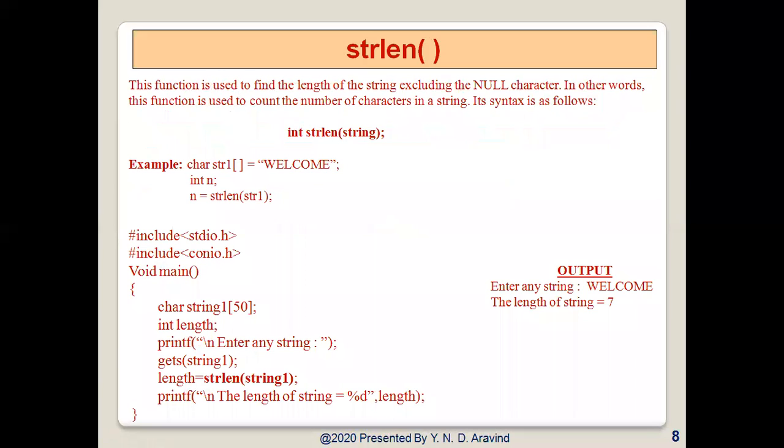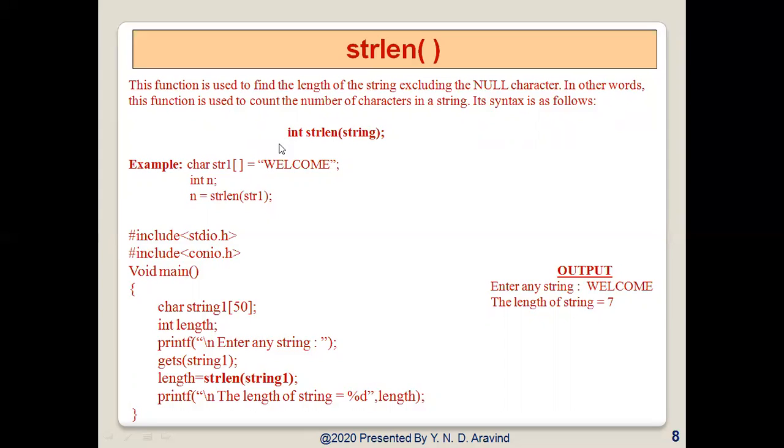Now let us see the next function, that is strlen, string length. This function is used to find the length of the string excluding the null character. In other words, this function is used to count the number of characters in the string, and the syntax is int strlen(string). So here you can clearly see that the return type is integer. The strlen function is going to return a value of type integer, and that integer value is nothing but the length of the string.